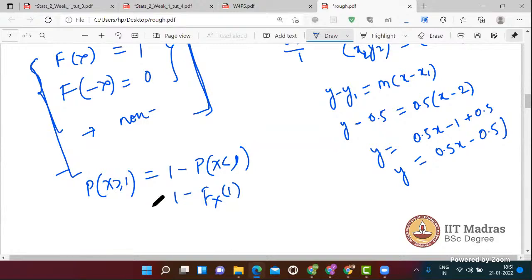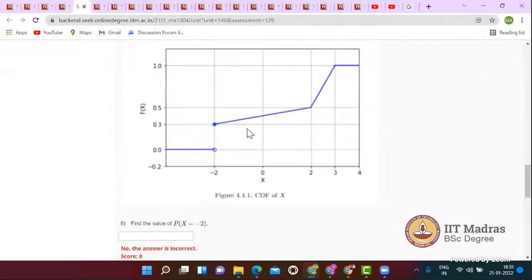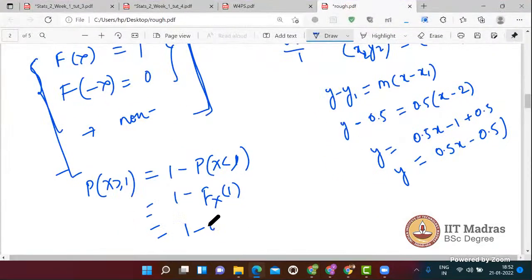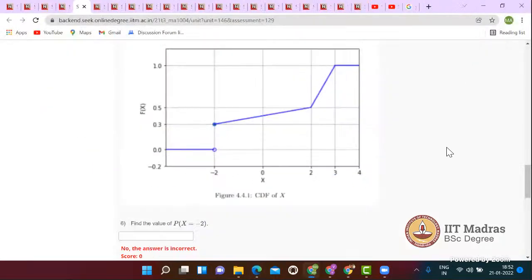So F(1) you can calculate. Just see this graph, find the equation of this line, put in the value of 1. So you'll get around, I guess, closer to 0.5, like 0.45 or something like that. So if you write here 1 minus 0.45, you'll get something around 0.55. Not exact, but something around 0.55 you'll get.